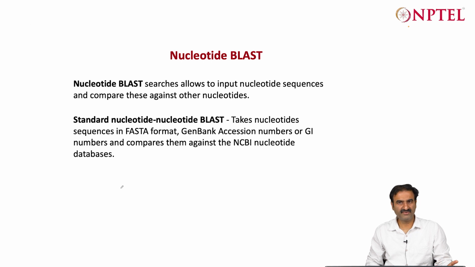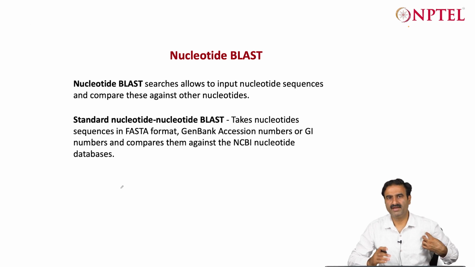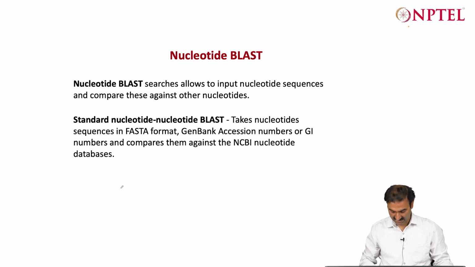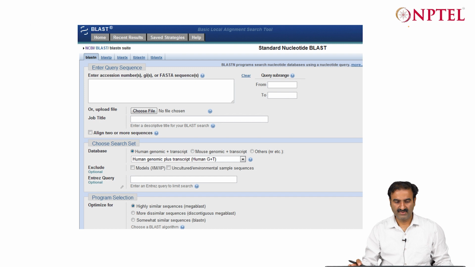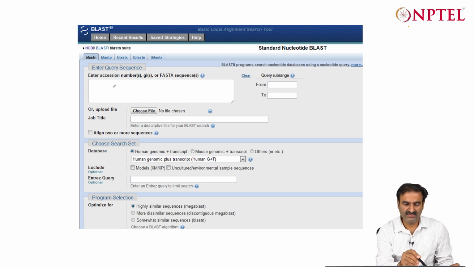Nucleotide BLAST is one of the standard ones. Nucleotide and protein are the standard ones, which are used to align a sequence against the database sequences. The page looks like this, and if you just search for BLAST NCBI, you will find this page. Your sequence you can enter here. It could be a FASTA format sequence with annotation and the sequence.